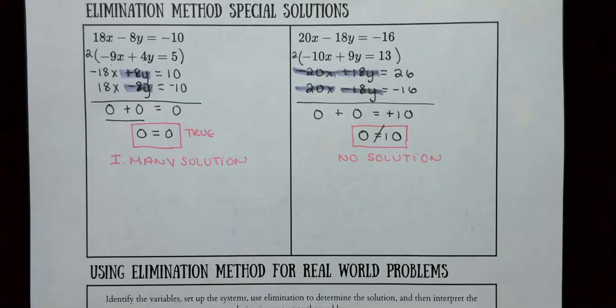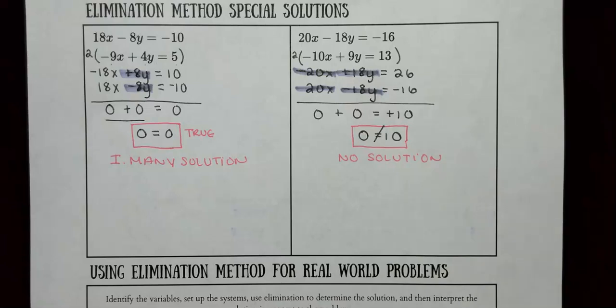So when your x's and your y's completely disappear, look at what's left over so you can determine if it's true or false. And then from there, write many or no solutions. Please know the difference between the two.